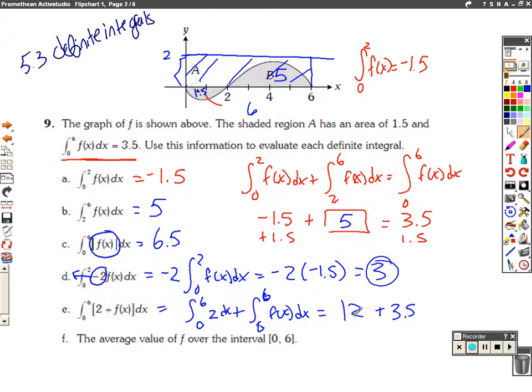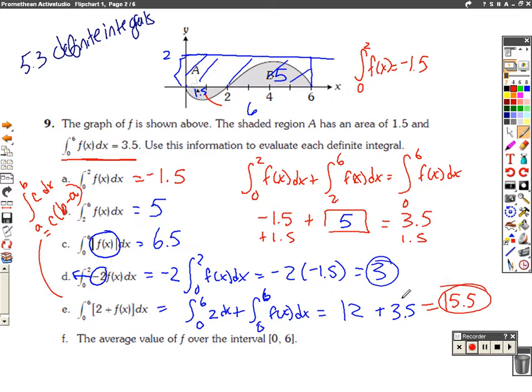If you don't like visualizing that, which is totally fine, there was that little rule that we had learned, which said if you were going from A to B of a constant, that was actually equal to the constant times B minus A. And that works here too. That would be the constant 2 times 6 minus 0, or 2 times 6. Anyway, we add these two together, and we actually get 15.5.